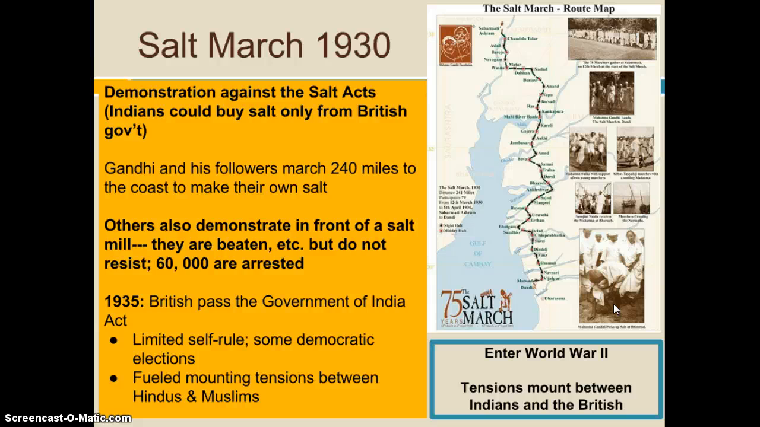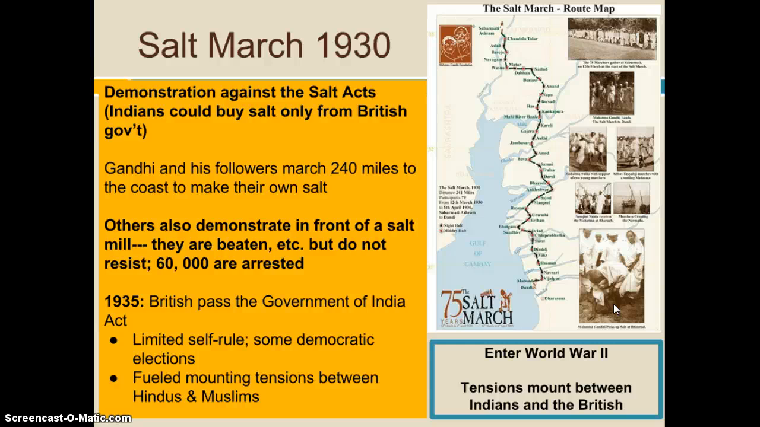60,000 people are arrested over this. By this point, American and British journalists are following him. It's in the world newspapers, maybe out of some shame, I don't know. The British decide to pass the Government of India Act in 1935. So, limited self-rule, some democratic elections.